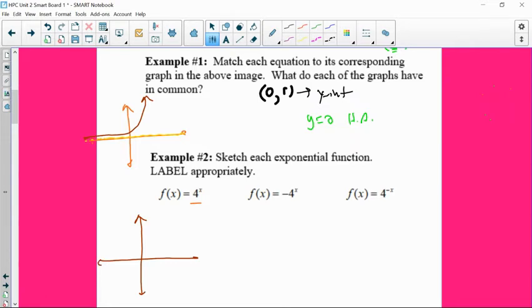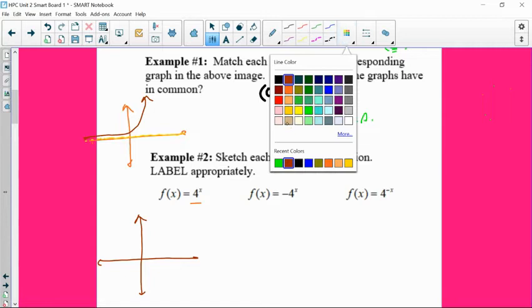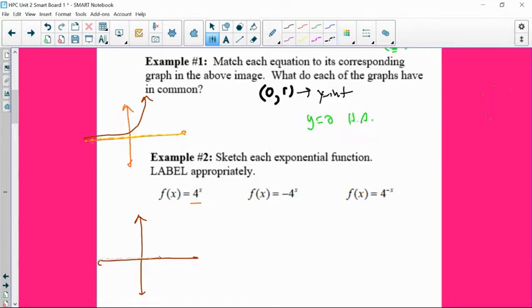So when I graph 4 to the x, again, I would draw a horizontal asymptote at y equals 0.